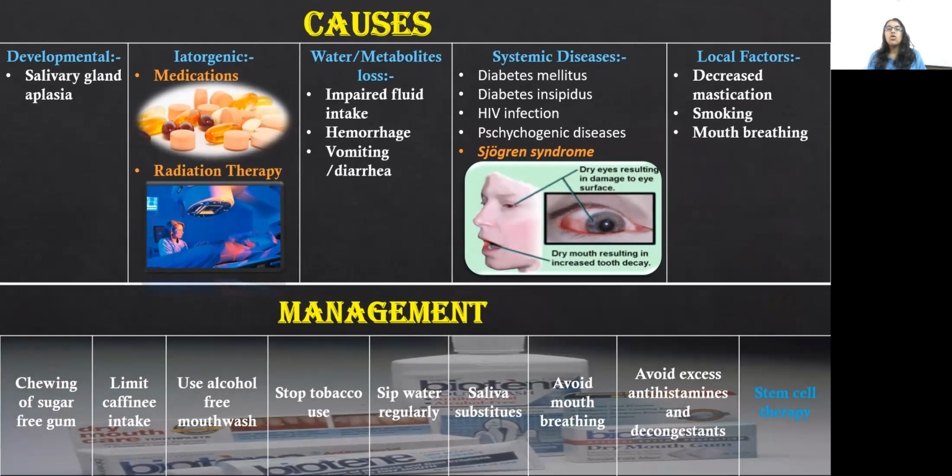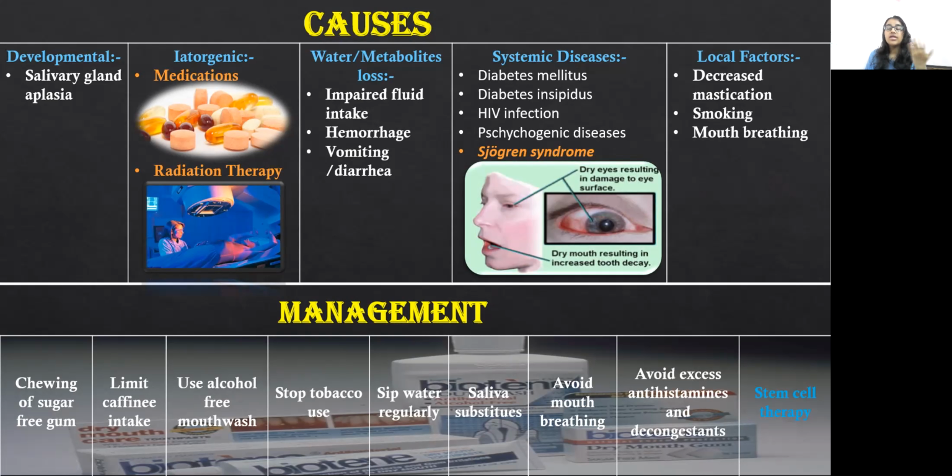So what are the causes? Coming up to the detailed causes of xerostomia. Xerostomia has developmental causes which are associated hereditarily. These are salivary gland aplasia, then iatrogenic causes such as medications, then radiation therapy. Then the problem of dry mouth could be directly associated with water or metabolite loss, which is reduced or impaired fluid intake.